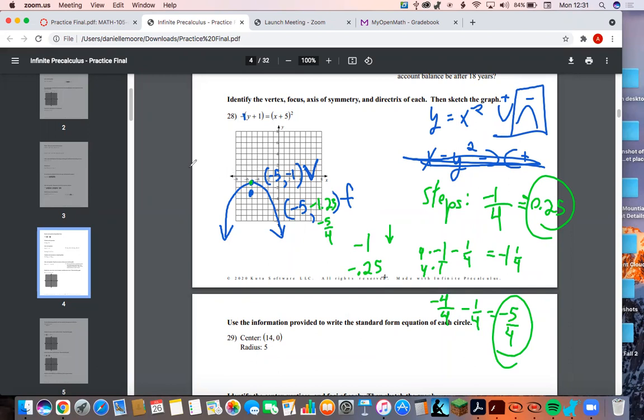And then the directrix, that is the same number of steps above. And so in this case, we're down one step. Here is how far down we are, and we need to go up 1/4 of a step. So if you're going up, you're plusing it on. So that's plus 1/4. And that ends up being, in decimal form, negative 1 plus 0.25 is negative 0.75. I put the negative in the wrong spot.